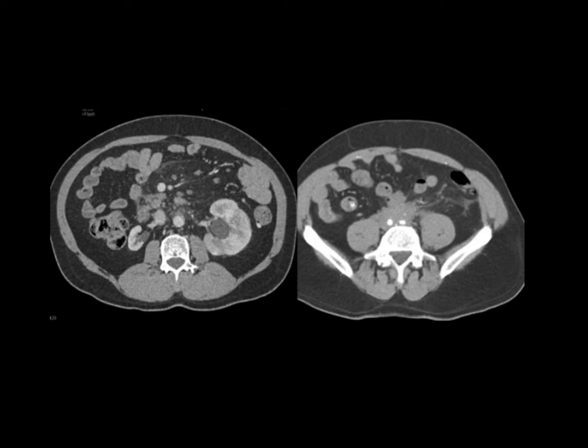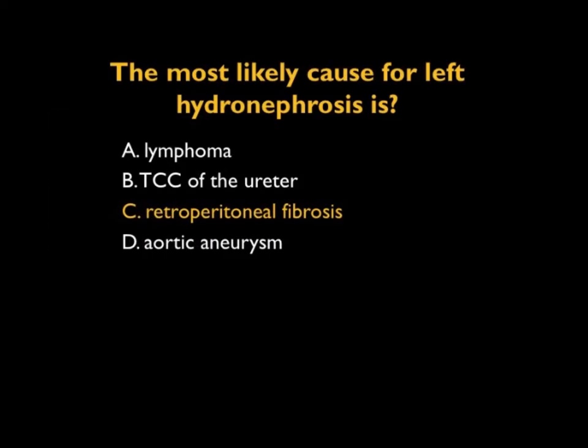TCC of the ureter, I guess, could be a theoretical possibility, but that would obstruct the ureter and you would see a mass, not this infiltrating process. Aortic aneurysms, I don't see one. And so you get down to the process of retroperitoneal fibrosis. Classically, an infiltrating process encases the aorta and traps the ureters, which would explain why not only do we see hydronephrosis of the left kidney, but why the right kidney is so atrophic, probably due to chronic obstruction. Retroperitoneal fibrosis can simulate lymphoma. It can be a very, very tricky diagnosis, but this is a most classic example.